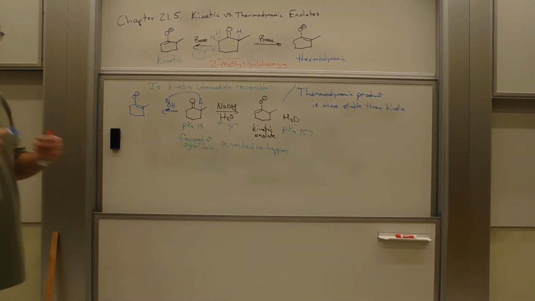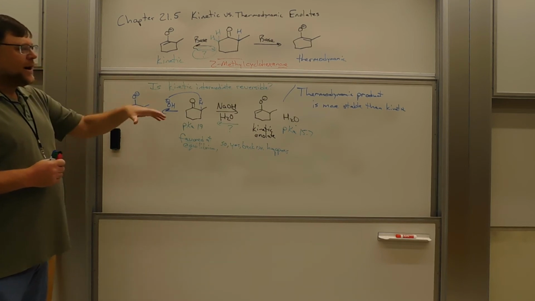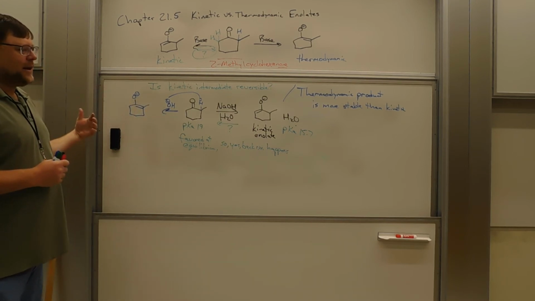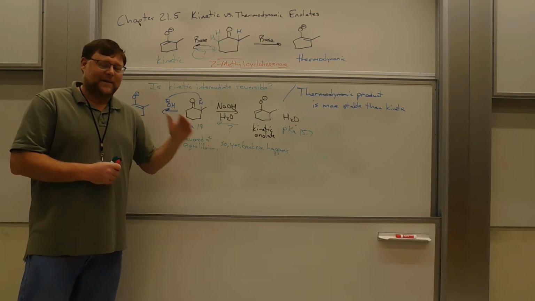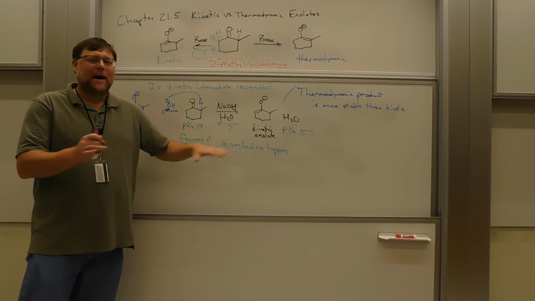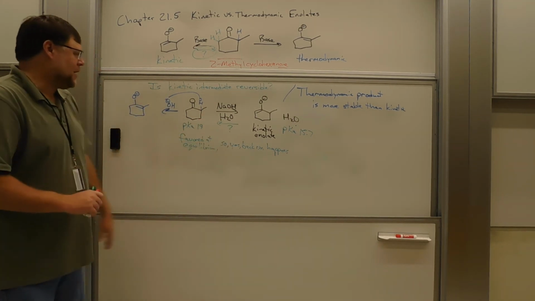Thermodynamic product: in order to see two different products depending on conditions, kinetic versus thermodynamic enolates, or products in general, the thermodynamic product has to be more stable than the kinetic. If the most stable product forms fastest, that's just the product, right? It won't matter what the conditions are. It forms, there you go, you got the most stable thing, you're stuck there.